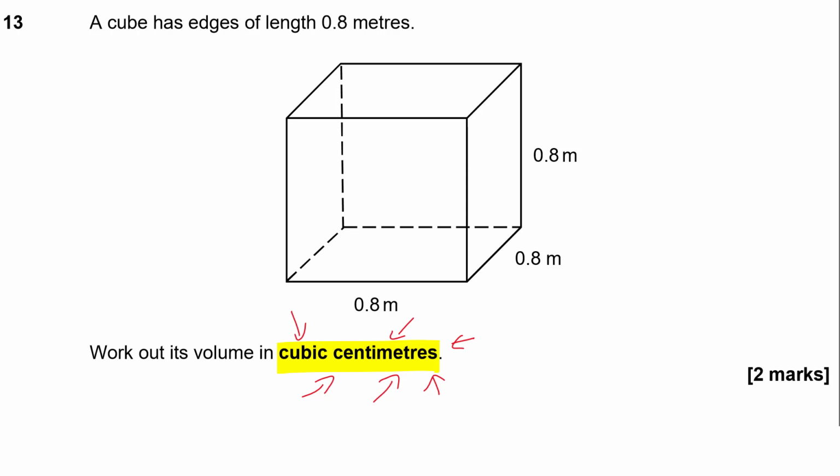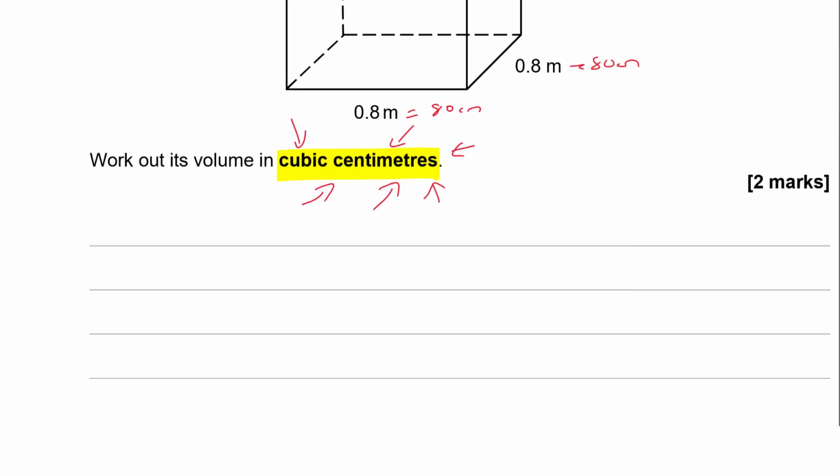So 0.8 meters, there are 100 centimeters in 1 meter. So 0.8 meters is going to be 100 times 0.8 or 80 centimeters. So that's 80 centimeters by 80 centimeters by 80 centimeters. So to work out the volume of this cube, volume of a cuboid is length times width times height. For a cube, they're all the same. It's going to be 80 times 80 times 80.